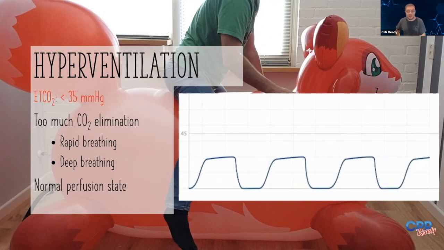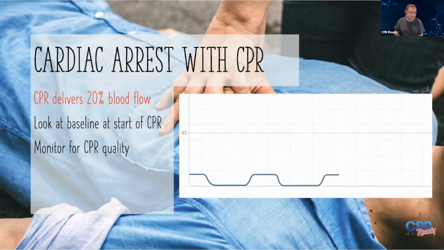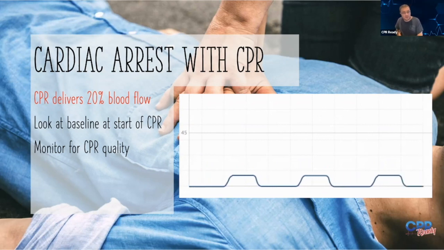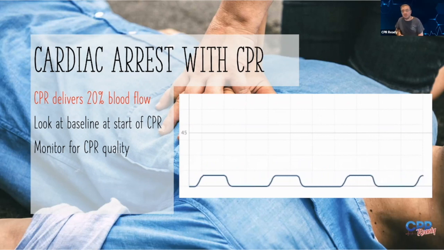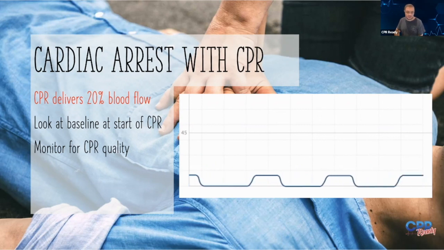Now, the most common use case that I see for capnography is cardiac arrest. The American Heart Association recommends that you monitor capnography during resuscitation as a way of gauging not just the effectiveness of your ventilations, but also a way of monitoring the effectiveness of your chest compressions. So during CPR, the recommendation is that your end-tidal CO2 should be at least 10 millimeters of mercury minimum to reflect adequate chest compressions.